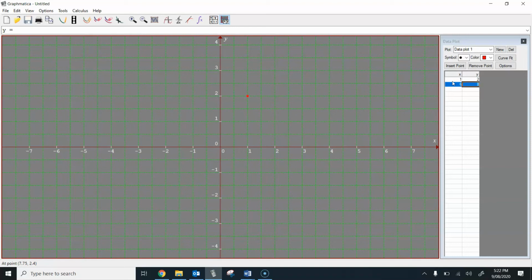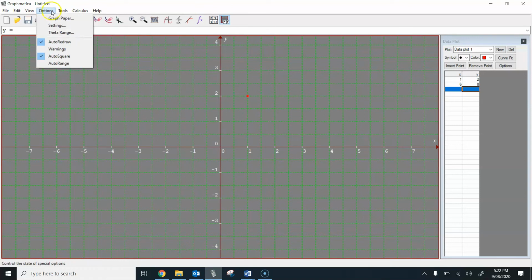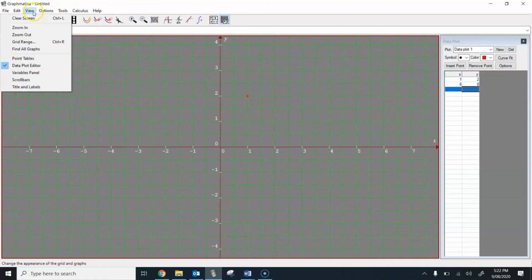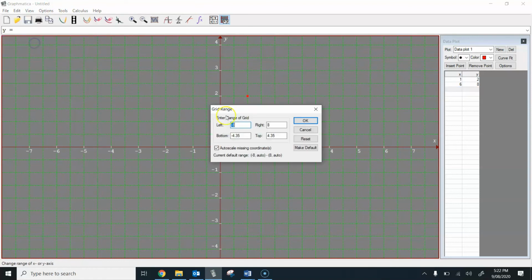When you do that, they come up, and you can see I can't see 6, 8. If you want to see the point, you don't actually need to in this case, but if you want to, you can either zoom out or you can go to view, grid range. Change your grid range if you want to see the bottom of that. So it was actually the top part. So 1, 2 we can see. We just can't see 6, 8.